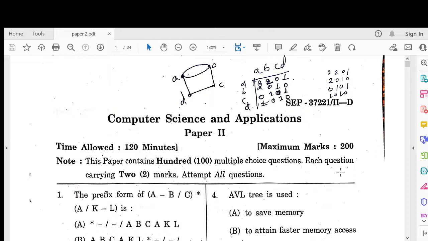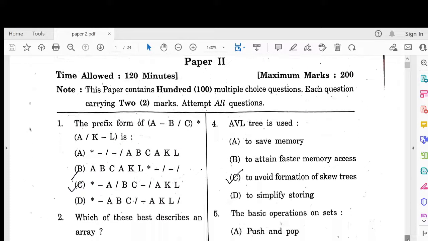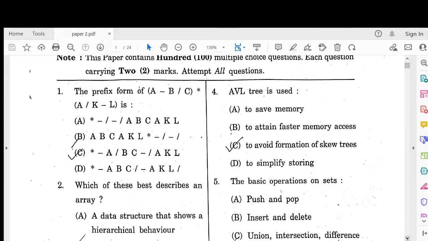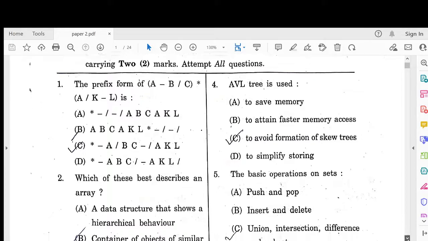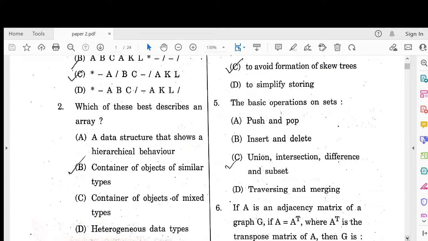Now let's discuss the answer key for Computer Science and Applications paper 2. Question number 1. The prefix form of a minus b divided by c into a divided by k minus l. The answer is option C. Question number 2. Answer is B.